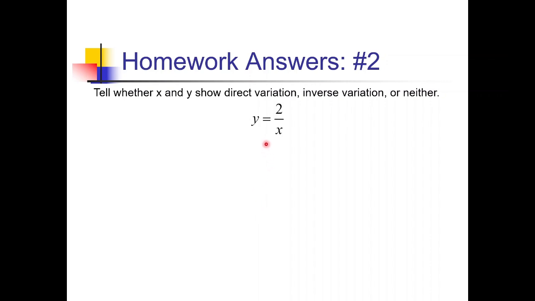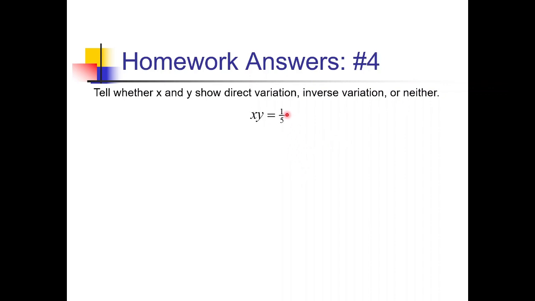On this problem, y is already isolated, and we have the form of a over x, so this is inverse variation right off the bat. For this problem, y is already isolated, and we can't put it in a times x form or a divided by x form, either of those. So this is neither direct nor inverse variation.